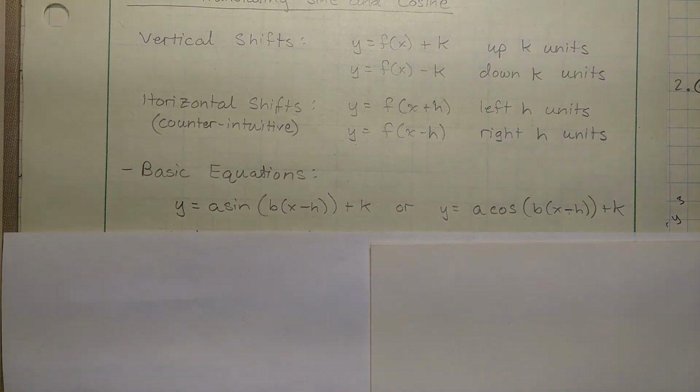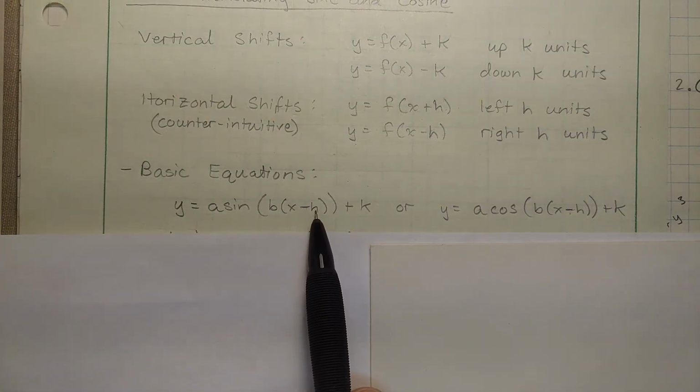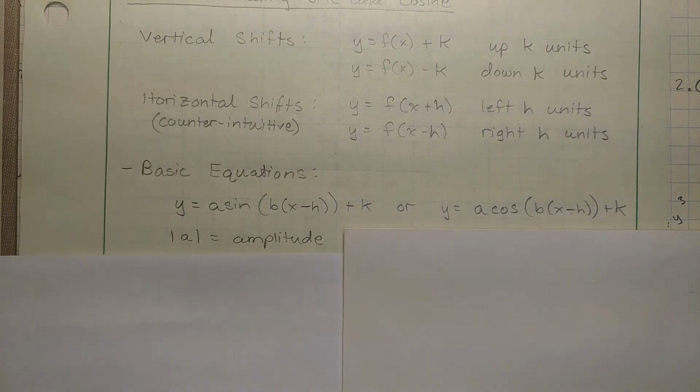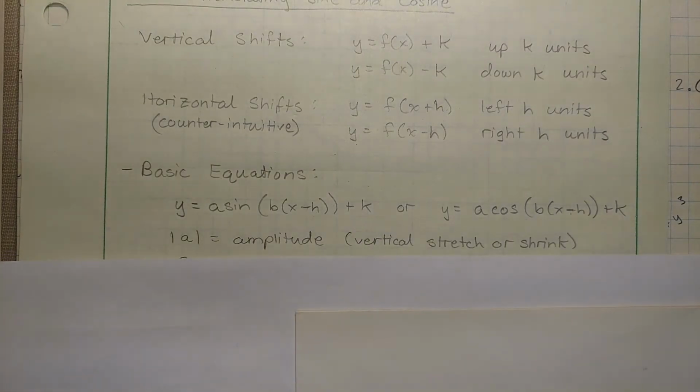Notice a vertically stretches or shrinks, b horizontally stretches or shrinks, h shifts left or right, and k shifts up or down. The way that we've done this, notice I've written it as x minus h, which will make that a shift h to the right or to the left. Some important terms: the absolute value of a we call the amplitude. We've talked about that before. That's how much vertical stretch or shrink there is.